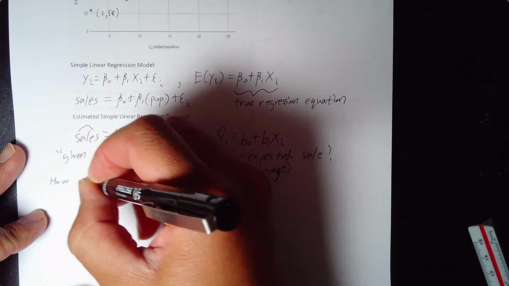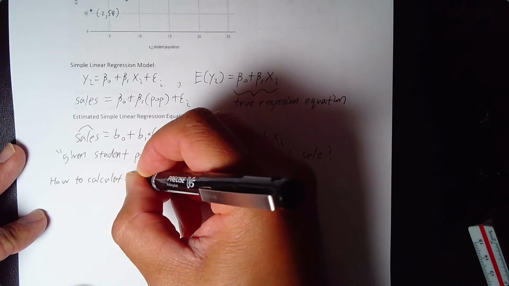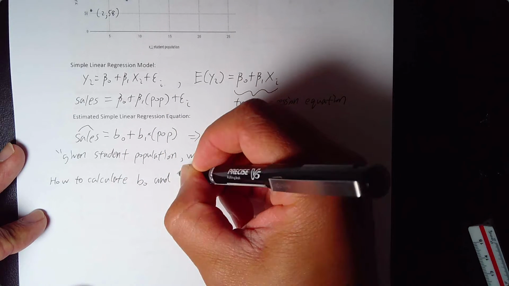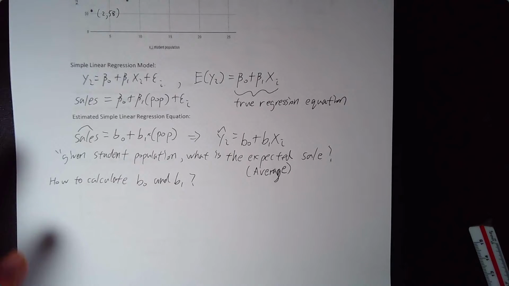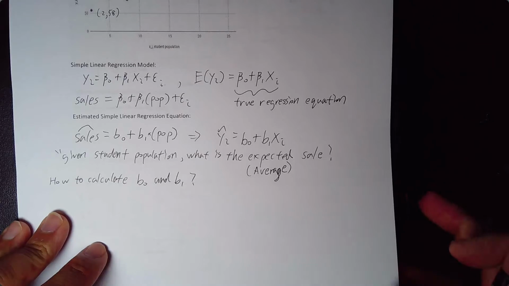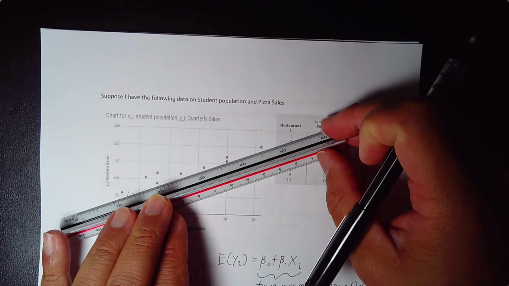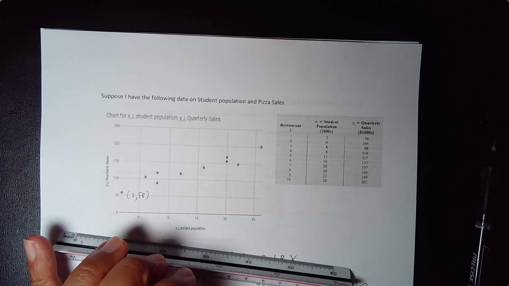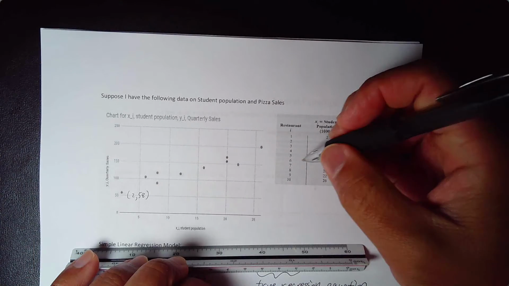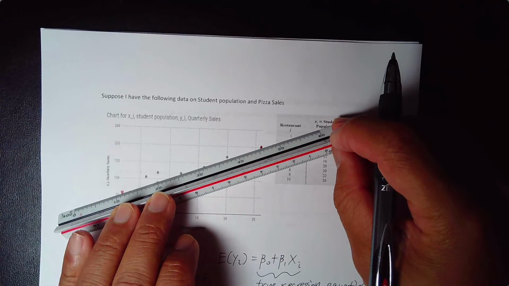So the next question is how to calculate b0 and b1. And again, there is no one right way. There are many ways you can do this. Maybe for most of you, once you see this data, you might say, well, how about if I just connect the first point and the last point here, and then I can make a line going this way.